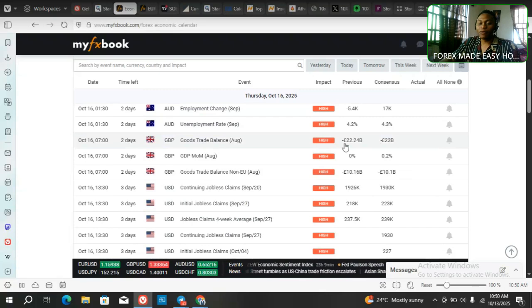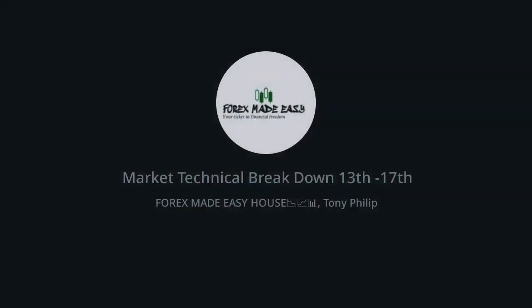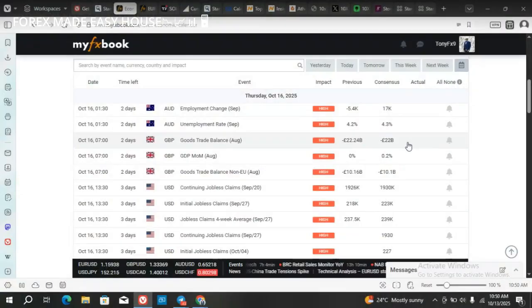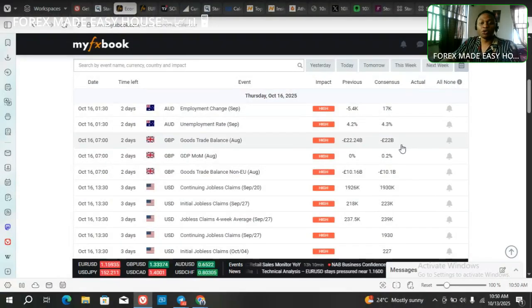Okay, so over here the previous figure is minus 22.24 billion. They're expecting minus 22 billion. So if you see a figure higher than minus 22 billion, it is bad. If you see a figure lower than minus 22 billion, it is good, because that means the exports made profits, which reduced their negative balance by 2 billion. This is a negative balance. They are in trade deficit. They're not in trade surplus.